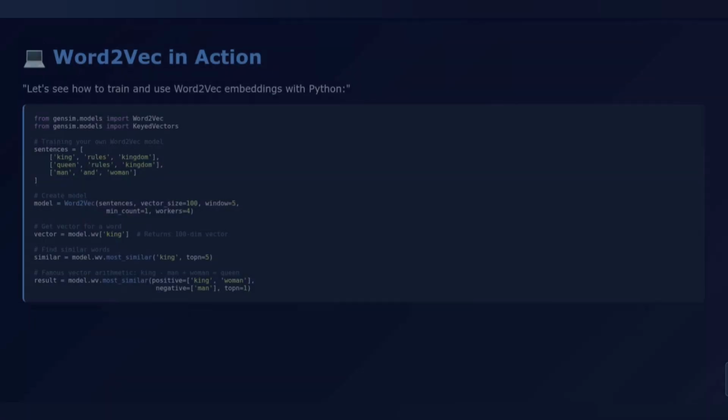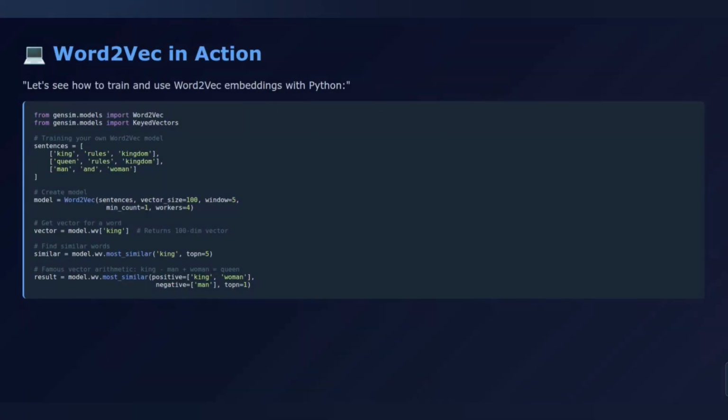Let me show you how simple it is to work with Word2Vec in Python using the Gensim library. First, we import Word2Vec from Gensim. Then, we prepare our training data, which is just a list of sentences, where each sentence is a list of words. We create the model by calling Word2Vec, specifying our vector size, let's say 100 dimensions, and our context window size. Once trained, getting a vector for any word is as simple as calling model.wv['king']. This returns a 100-dimensional NumPy array.